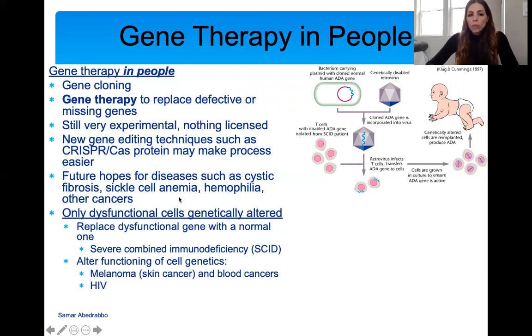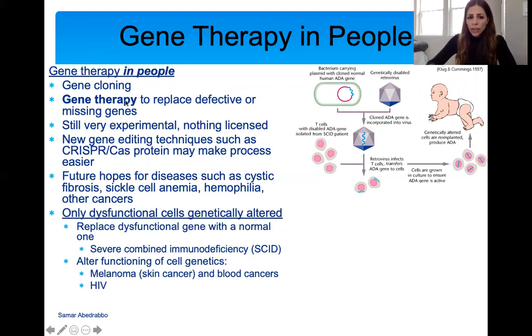So future hopes are, can we use gene cloning to cure cystic fibrosis, sickle cell anemia, hemophilia, other cancers? So cystic fibrosis affects your lungs, sickle cell anemia affects red blood cells, hemophilia also affects blood, and cancer. Can we treat those using gene cloning? Now, I do want to say right now with this slide, gene cloning has been a big field, but now with our advance in CRISPR, CRISPR might be taking over. So just to keep that in mind.